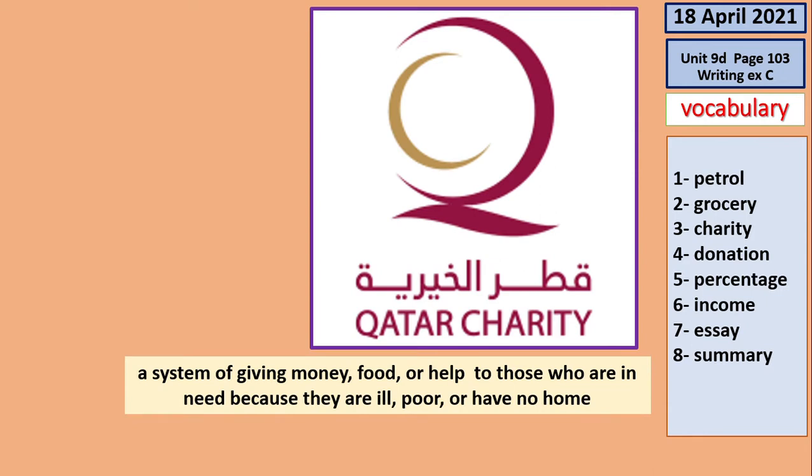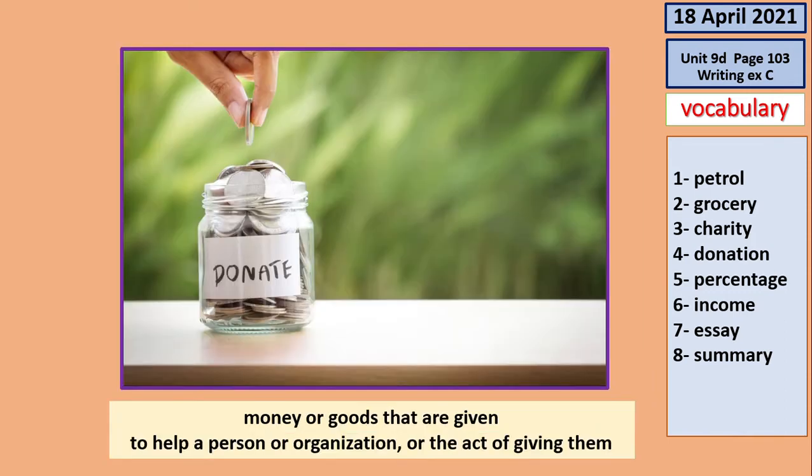What about this one? Have a look at the picture here. Excellent, so we have the word charity. Charity: a system of giving money, food, or help to those who are in need because they are poor and have no home. So it is a system to give money to the poor in order to help them. So again, charity.